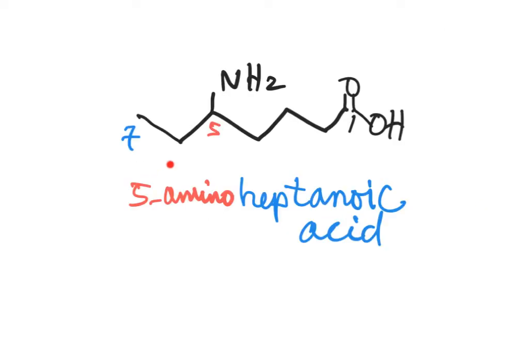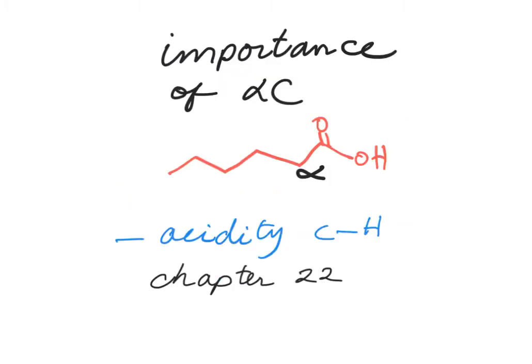Now we have a 7 carbons long carboxylic acid, therefore it will be heptanoic acid, but now we have a substituent in carbon number 5. The name of this compound is 5-amino heptanoic acid.